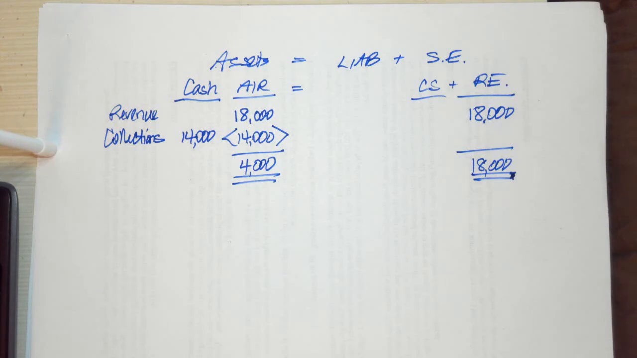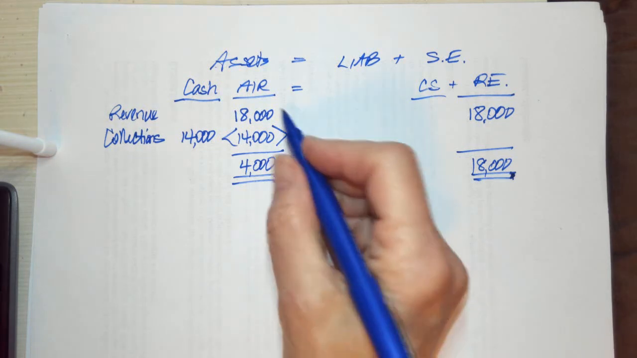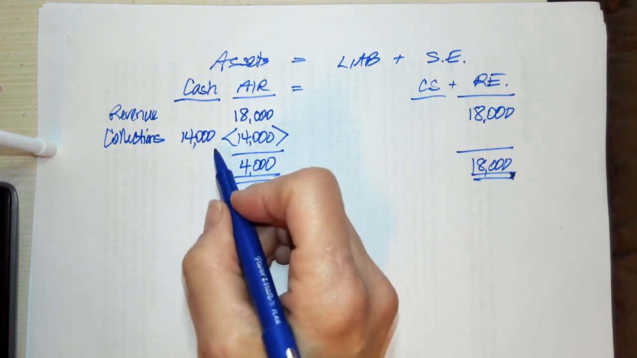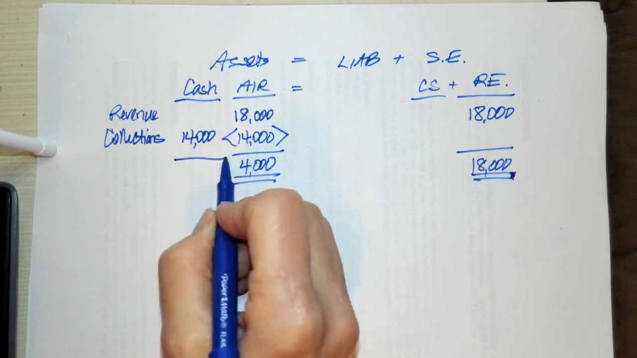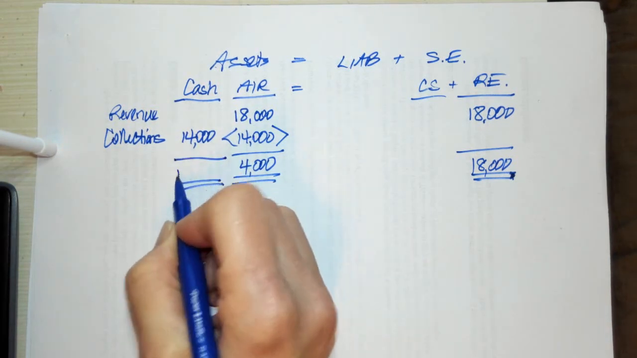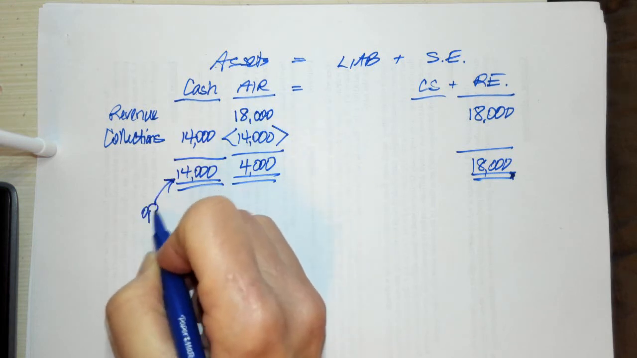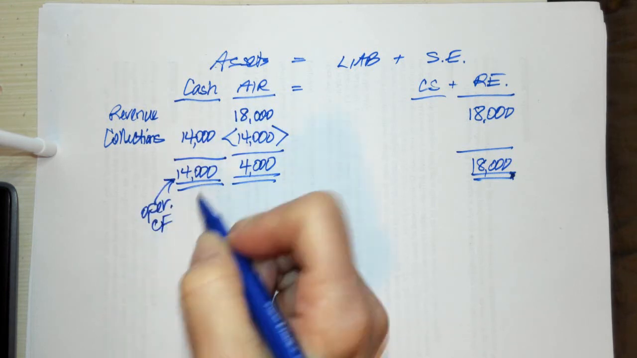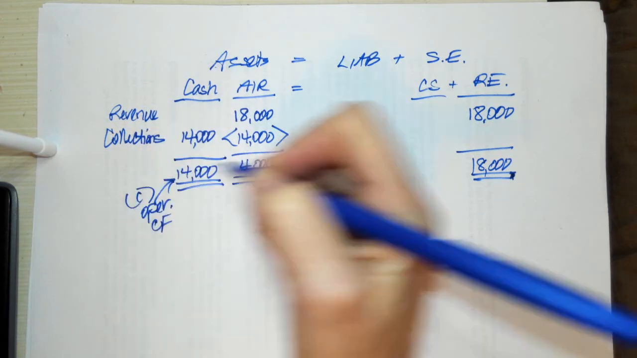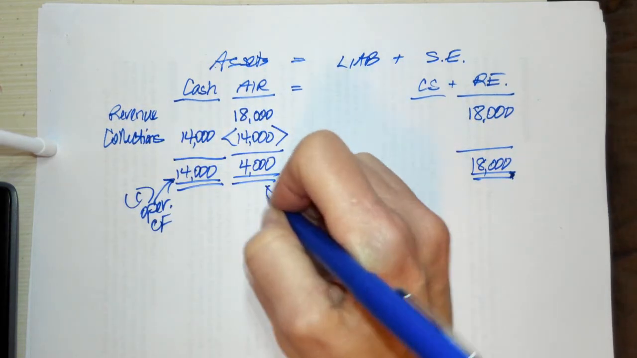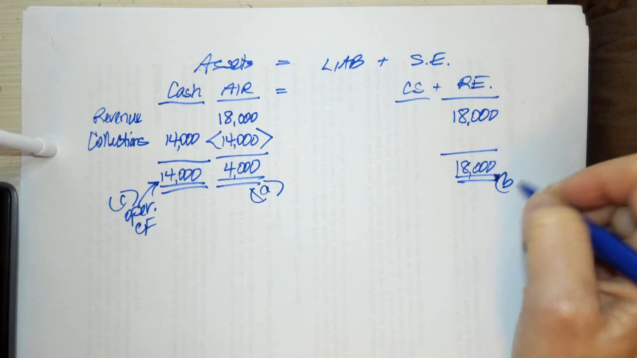The amount of net cash flow from operating activities that would be reported on the year one statement of cash flows. Okay, well, that would be the $14,000 that we took in from our customers would be operating cash flow. So there's the answer to C. Here's the answer to A. Here's the answer to B.